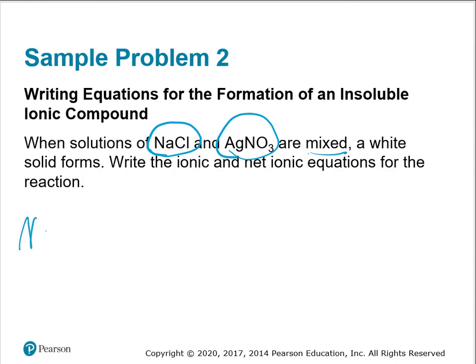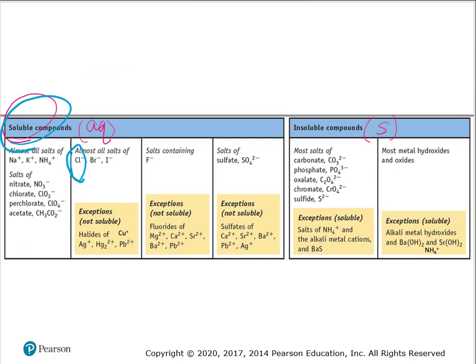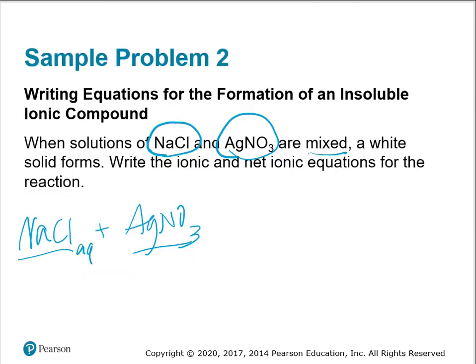I'm going to start with NaCl plus AgNO3. Now it says that we have reactants that are soluble. Let's double check. Sodium chloride and silver nitrate. Sodium chloride, here's chlorine, and sodium is not an exception. Yep, sodium chloride is aq, which means it will dissolve. And silver nitrate, nitrate is right here, and silver is not an exception. So both of those reactants are aqueous, which means that we can dissolve them in water and they will react with one another.